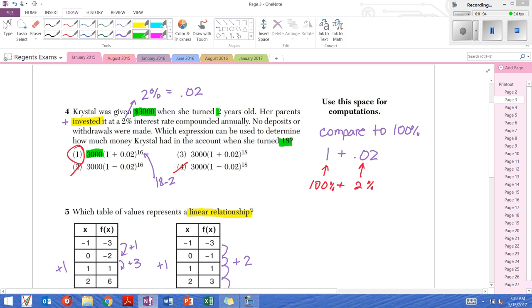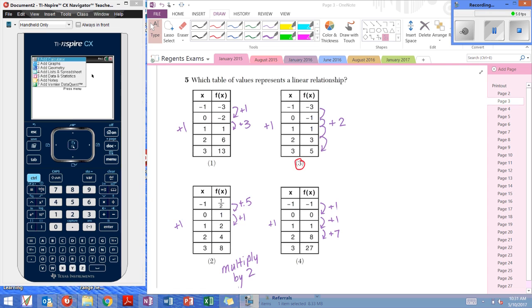And this was when she turned 2 years old. So really, we wanted to find the difference between 18 and 2, which means that she's going to be getting this interest for 16 years total. This question really isn't a good one to do on the calculator. You just have to read and match what is going on within the problem itself.